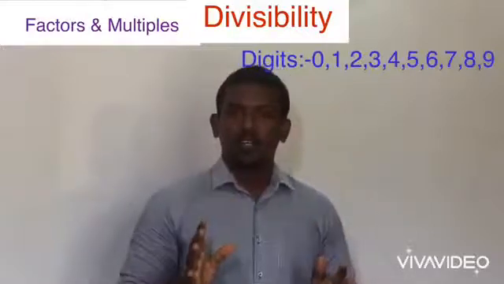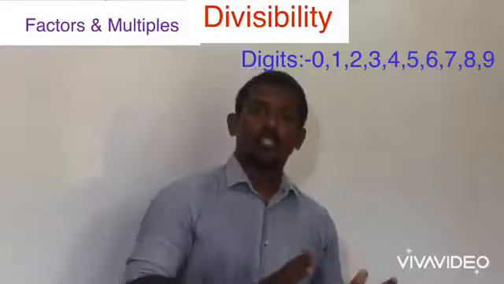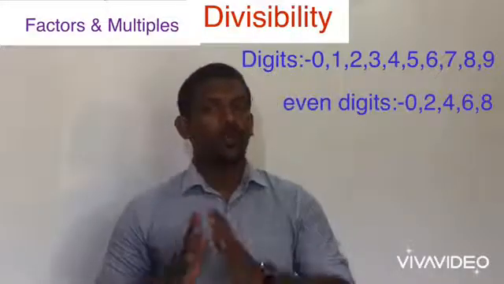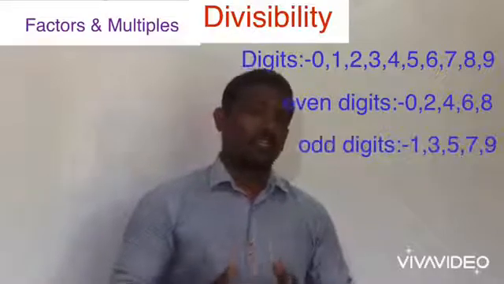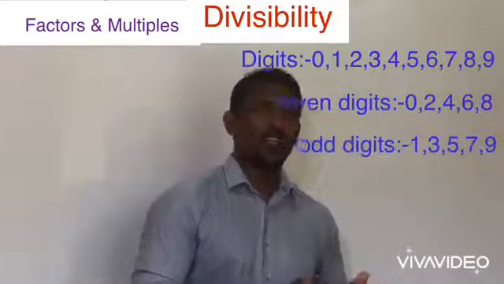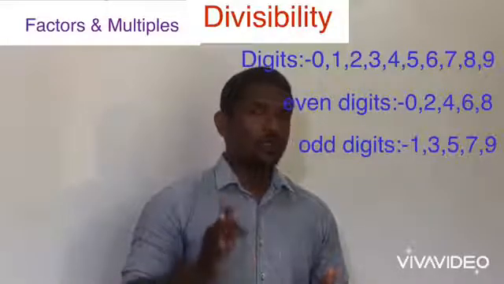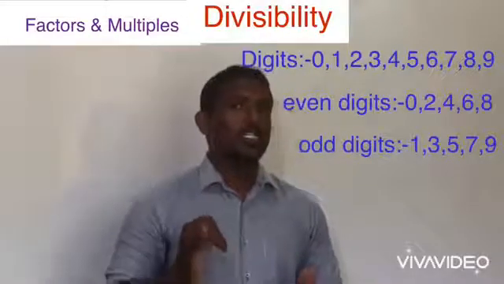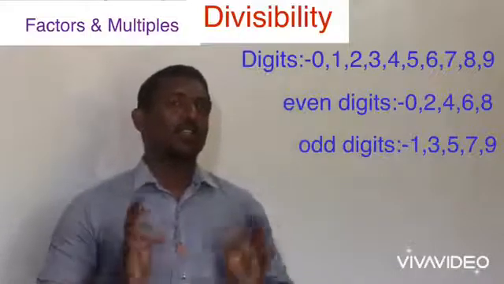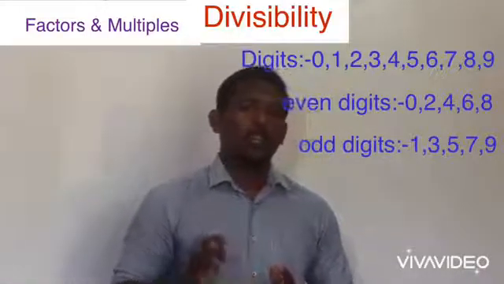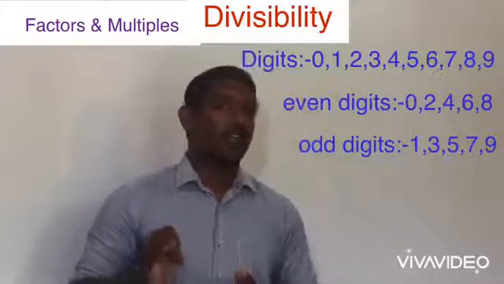Out of these 10 digits, we can categorize them into two groups as even digits and odd digits. That is the previous lesson's section. What are the even digits? 0, 2, 4, 6, 8 are the even digits. Odd digits are 1, 3, 5, 7 and 9.